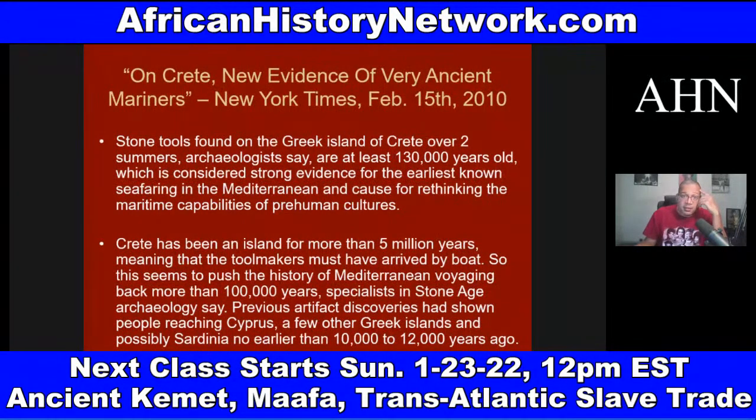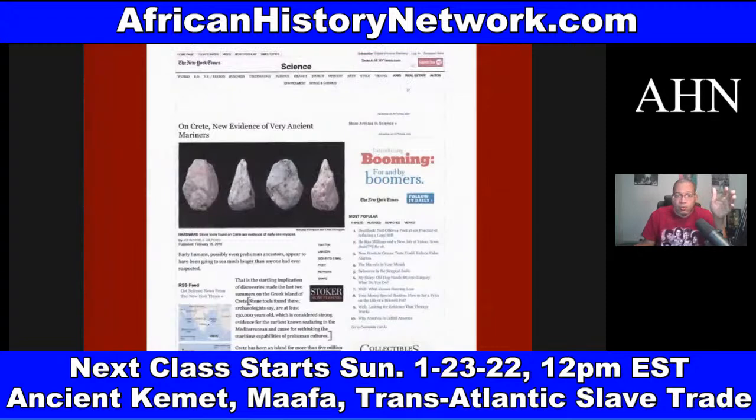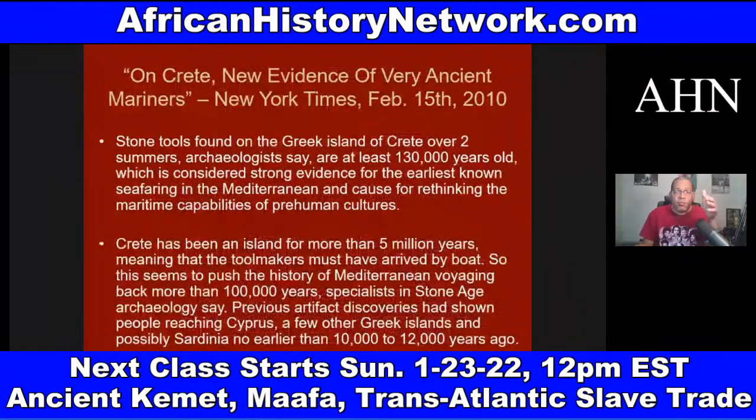Now, this article is 12 years ago. The deeper they dig, the blacker the planet gets. The more research they do, the older we get. Here's a screenshot of the actual article from the New York Times. It's not in the fiction section. It's in the science section. You go read the entire article on Crete, new evidence of very ancient mariners.